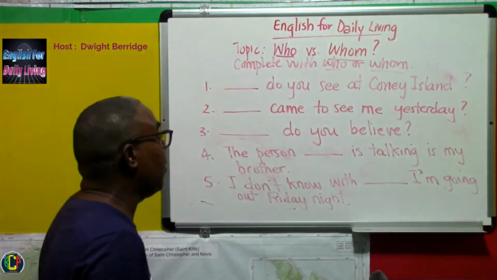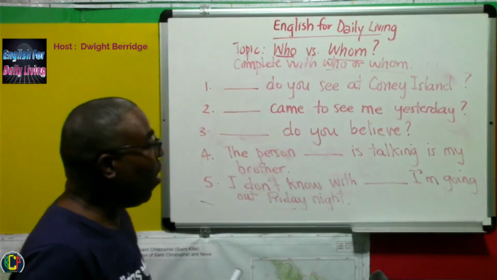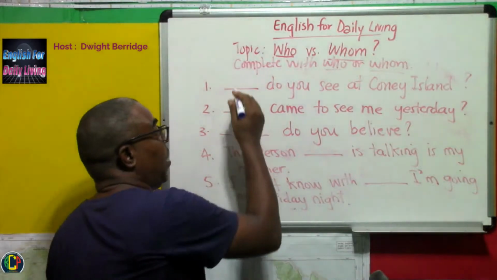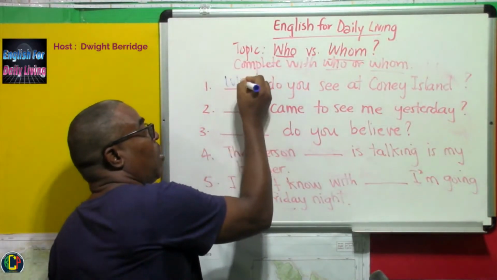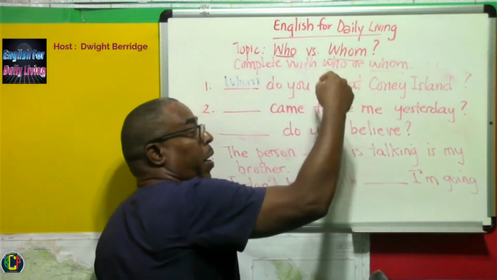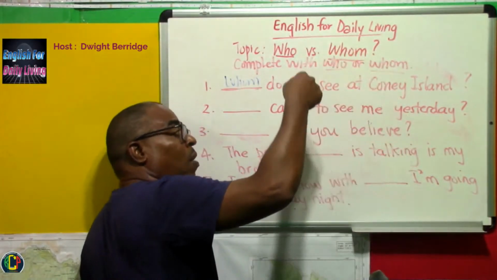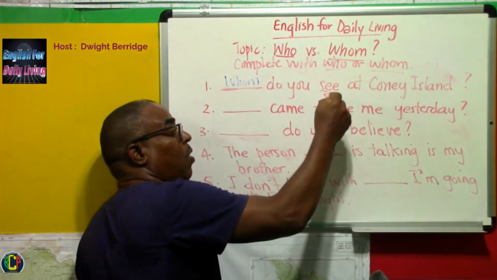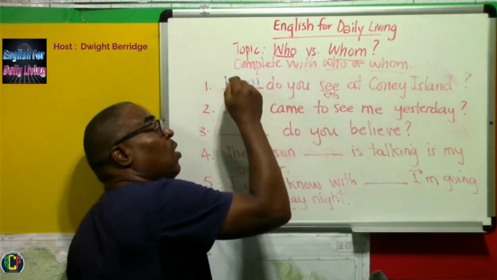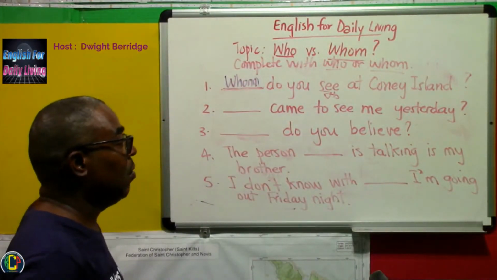Number 1. It says, Dash do you see at Coney Island? Who or whom? Who or whom do you see at Coney Island? Okay, if you have said whom, you're correct. Whom, because remember, you see, the object of the verb. Whom here is the object. You see something or someone. That's the verb, and so the object is an object pronoun, him or her. So we said when you can answer using him or her, we use whom. Whom do you see? Okay.